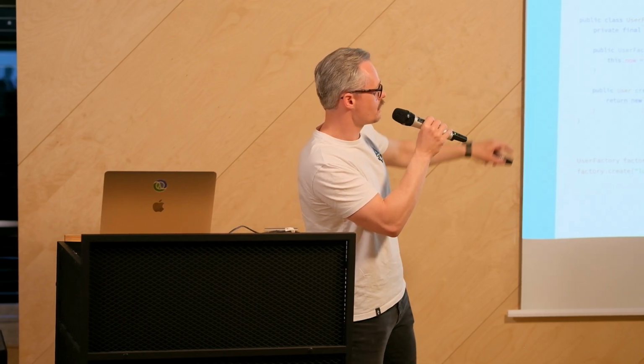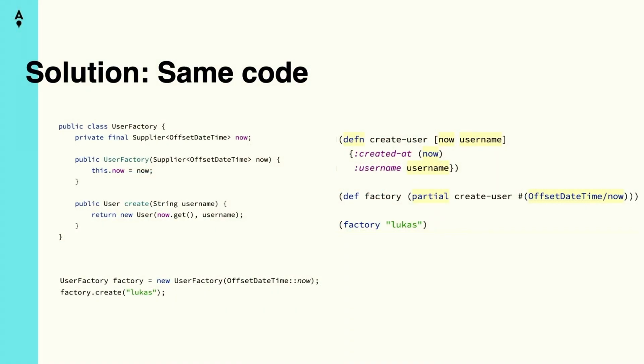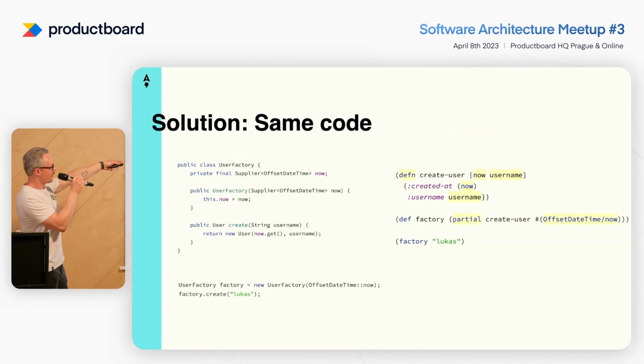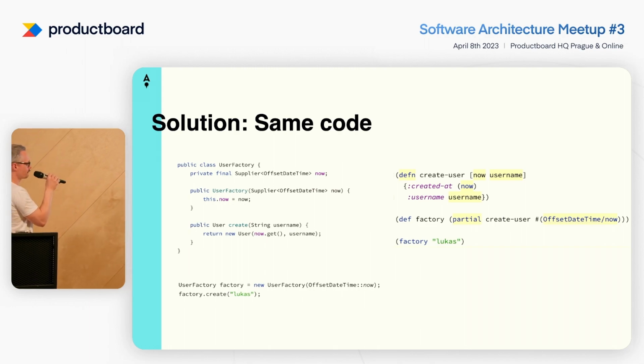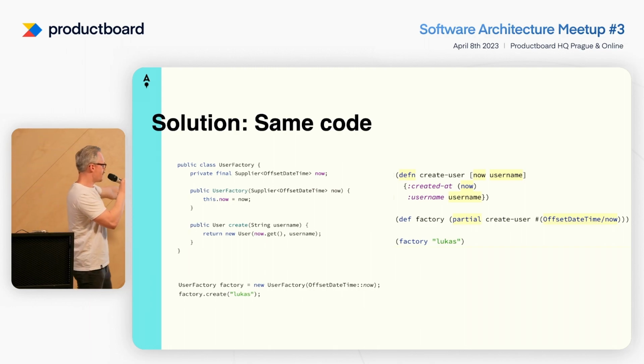Don't be afraid of the parentheses. I would say it's pretty readable. So there's a create user function taking 2 arguments. Clojure is dynamically typed, so there are no strings and offset date time and so on. But it's returning a structure where created at and username are the fields. When I create a new instance of our user factory, I'm baking in a function that returns offset date time, right? Does it make sense?